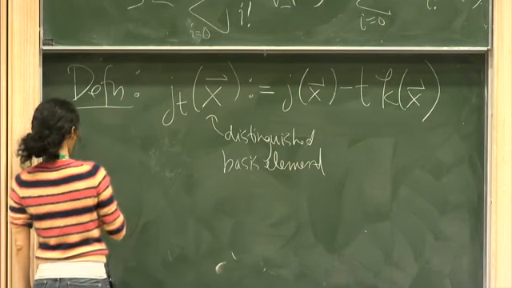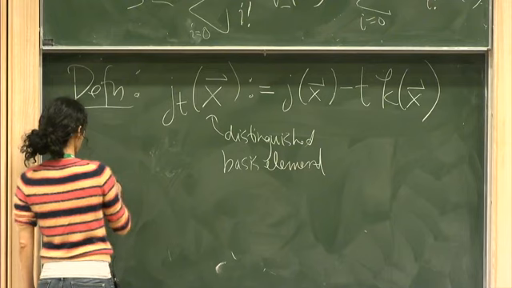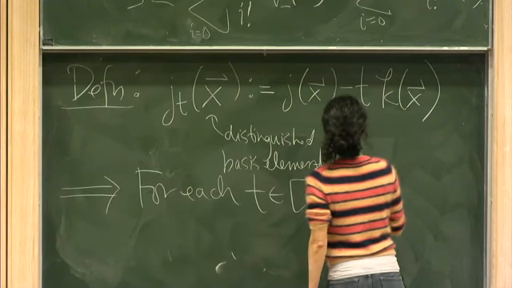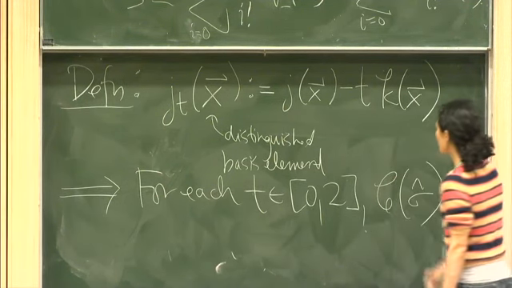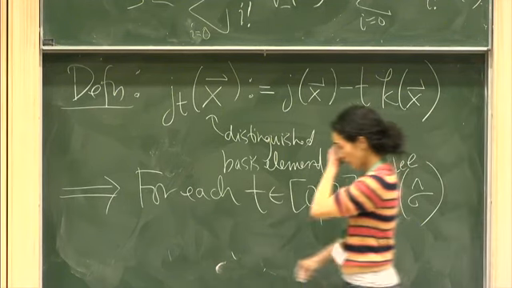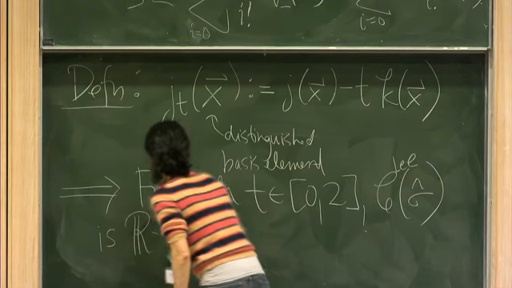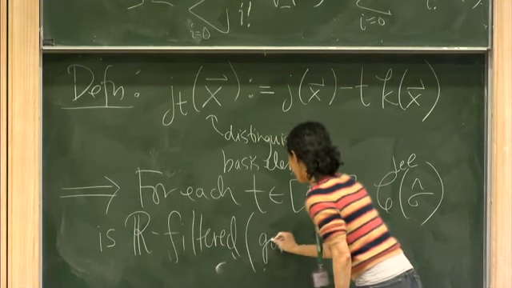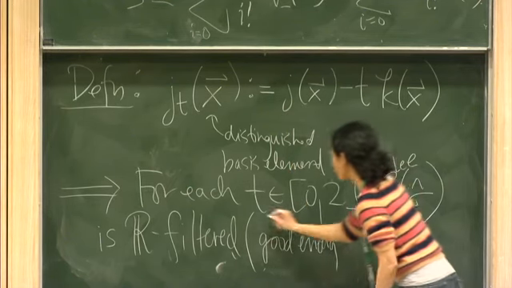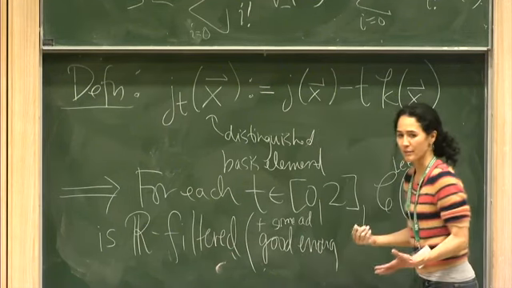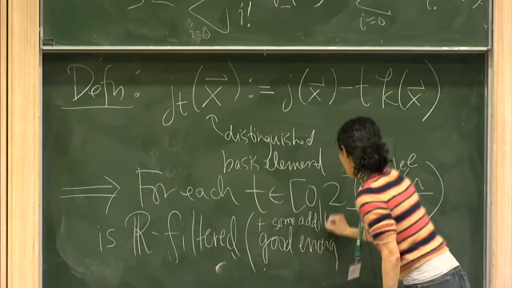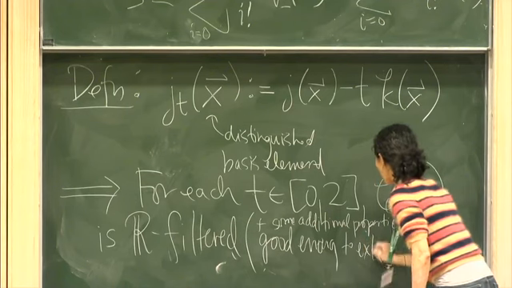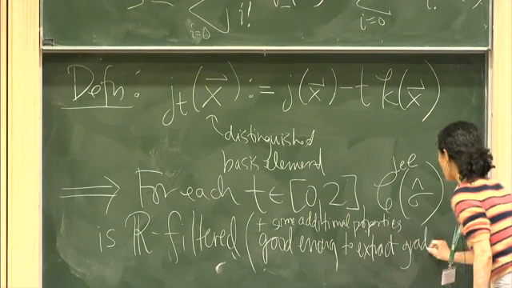And now, for each t between 0 and 2, this Lee complex is now R-filtered, and R-filtered is good enough to define, plus some additional properties coming from the finite dimensionality, good enough to extract gradings on homology classes.